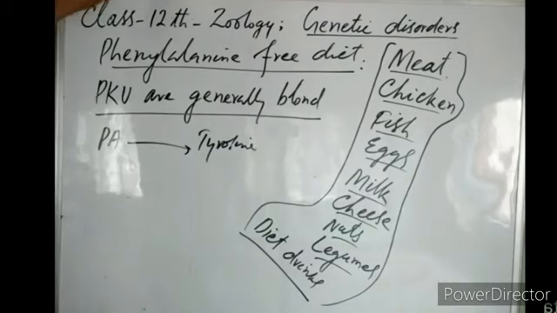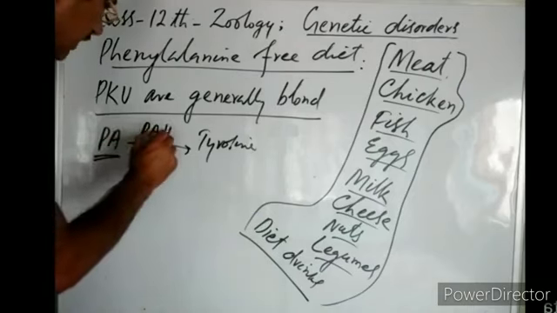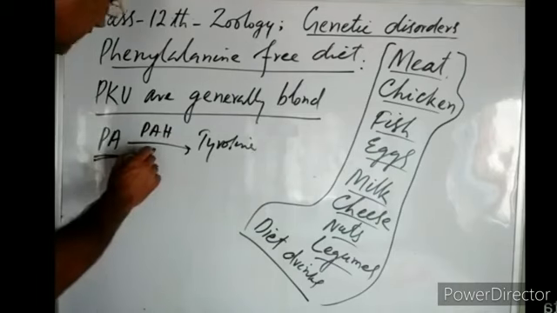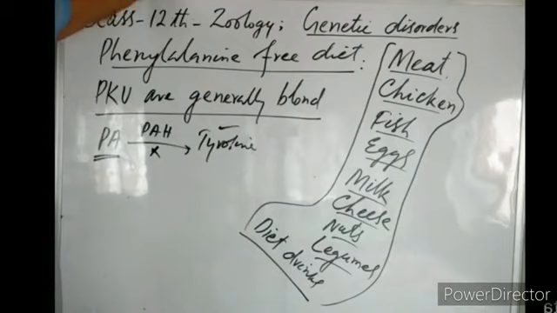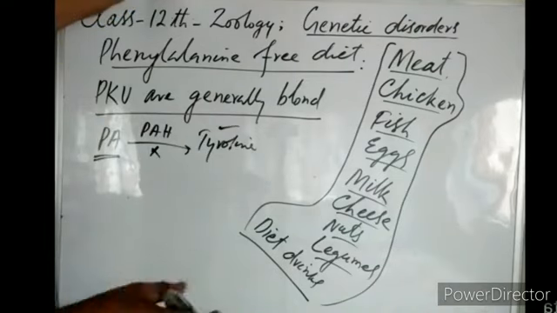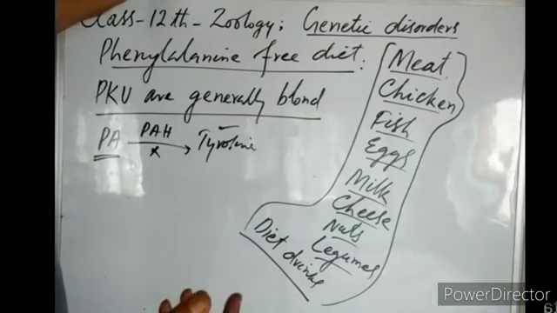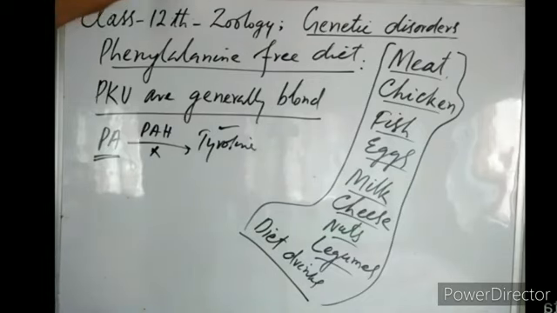Most of the tyrosine is formed from phenylalanine. Although some tyrosine is present in our diet, most of the tyrosine is synthesized in our body from phenylalanine. When PAH, the phenylalanine hydroxylase enzyme, is not available, phenylalanine is not converted into tyrosine, and due to lesser amounts of tyrosine, melanin pigment formation is impaired. Melanin is not produced in fair amounts, right? And that is the reason.